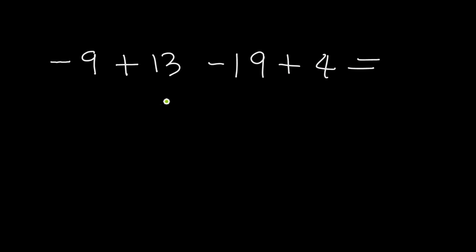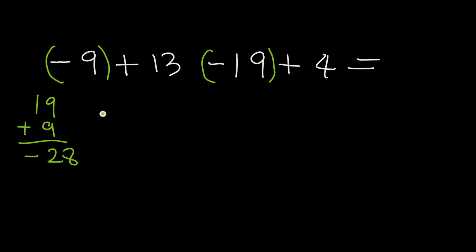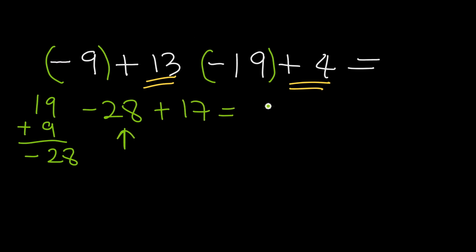Now I want you to try this problem. Negative 19 plus 13 minus 9 plus 4. We have four integers in this equation. So the first thing you should do is group the negative integers and add them. Negative 19 and negative 9 will add up to negative 28. Now, group the positive integers and add them. 13 plus 4 will add to 17. Take the sign of 28. That's a negative. And now, let's subtract 17 from 28. Our final answer is negative 11.